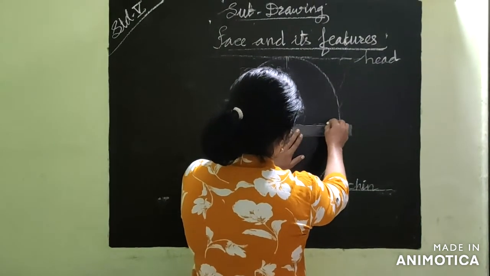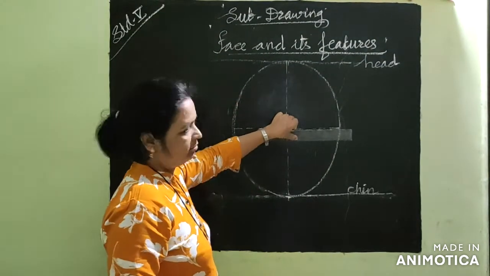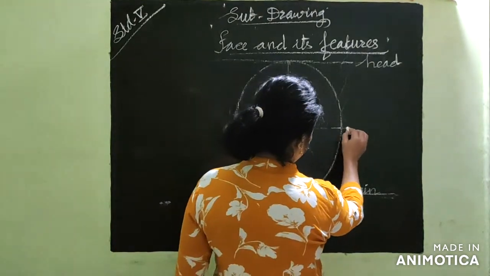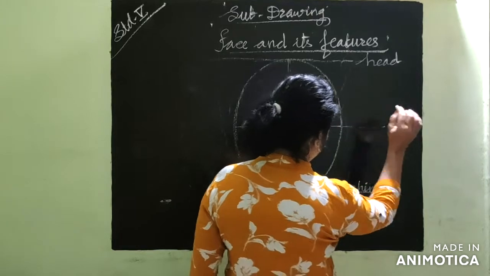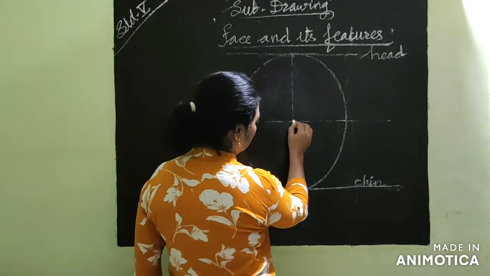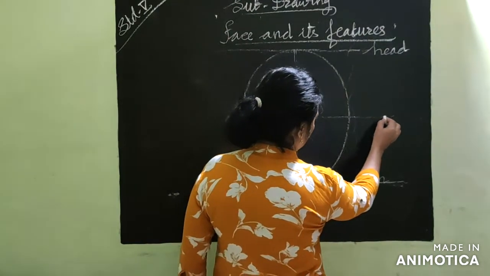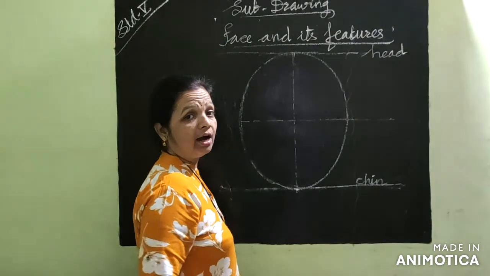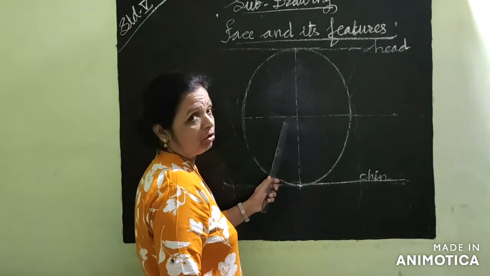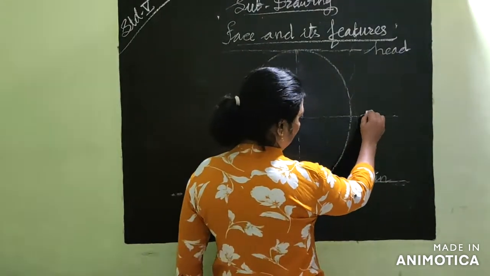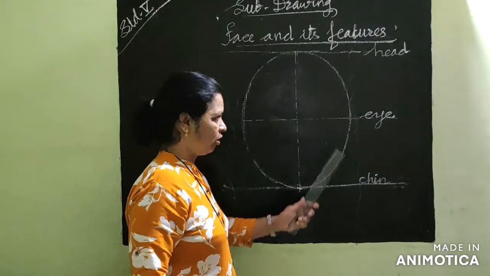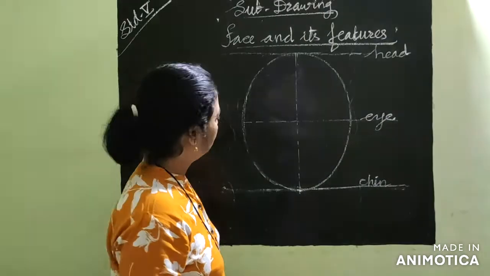into equal parts. Understand? This way, this horizontal line, also one more level, and this level is the eye level. Always remember, this is a very important level for you. It is the eye level. We have to draw two eyes here only.